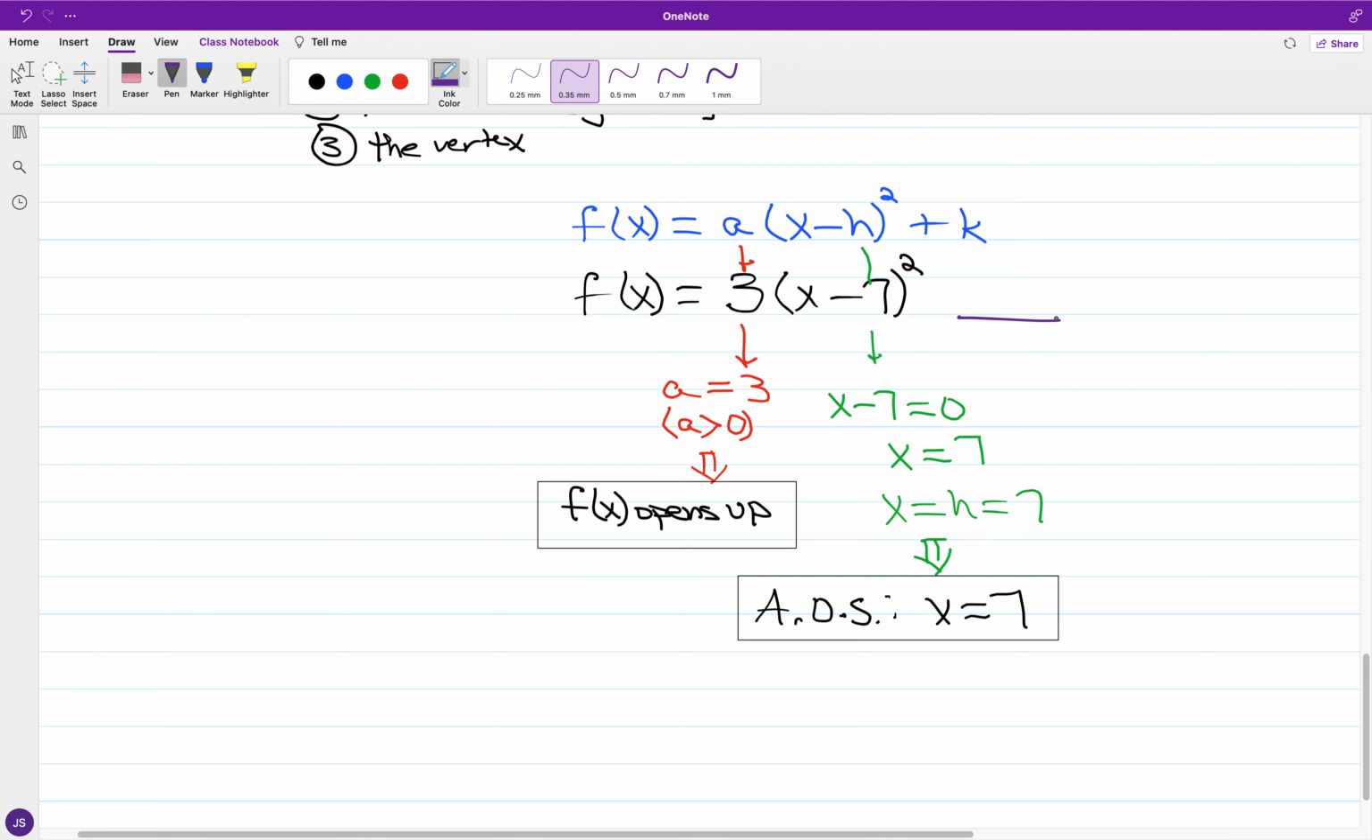And if you notice, we have a void among the terms, so we have just plain 3 times the square of x minus 7. Nothing is added or subtracted past what we have with 3 times the square of x minus 7. So if there's nothing added or subtracted, we're going to have that k is equal to 0. And so with h at 7 and k at 0, it's going to follow that the vertex is going to be 7, 0.